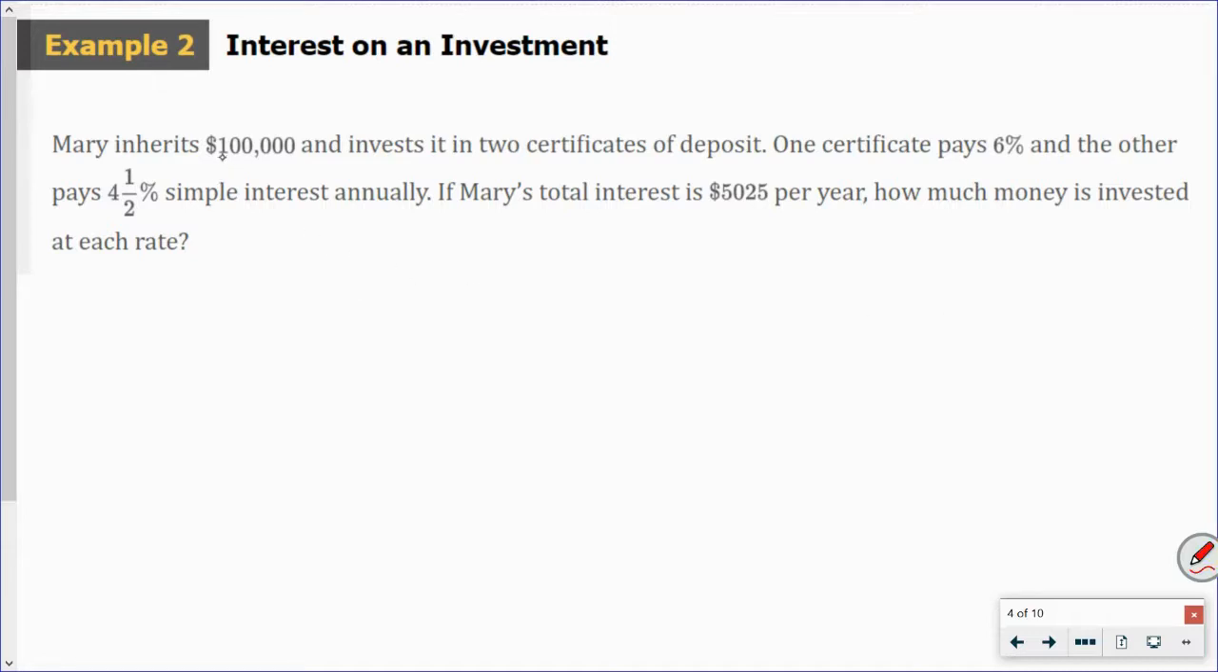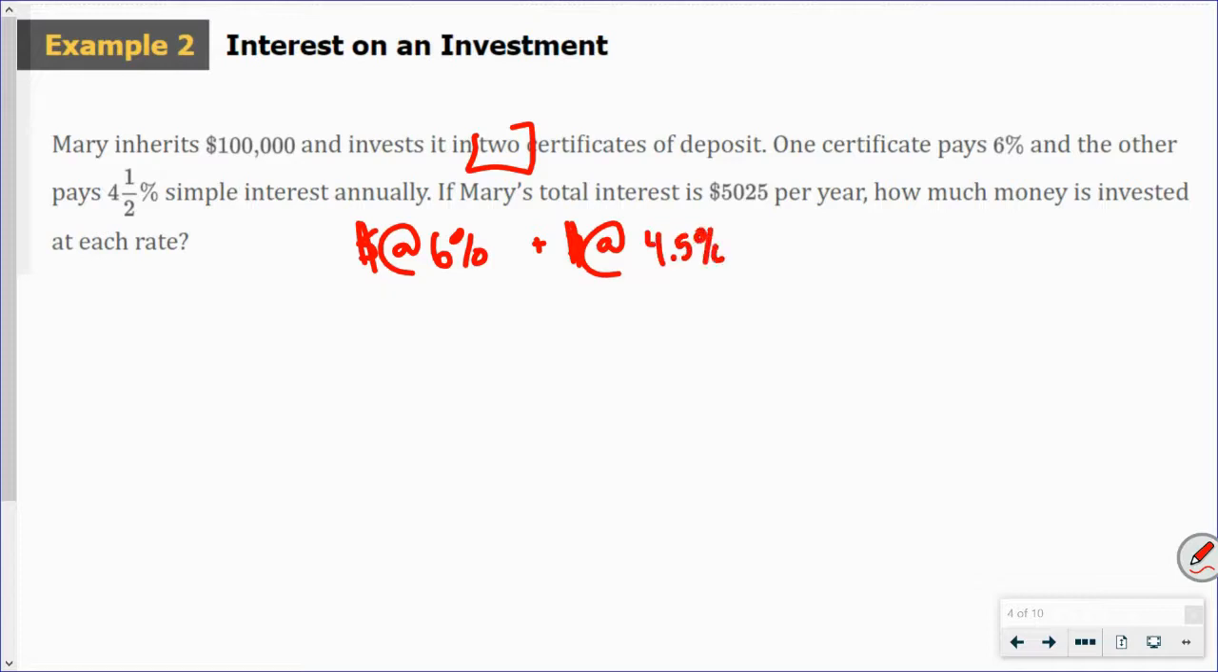So Mary has a total of $100,000 to invest in 2 different things. One of them is 6% and one of them is 4.5%. So you're going to take some money at 6% plus some money at 4.5%. And in the end of 1 year, you get $5,025. Okay. Well, we're going to fill in this side of the problem.